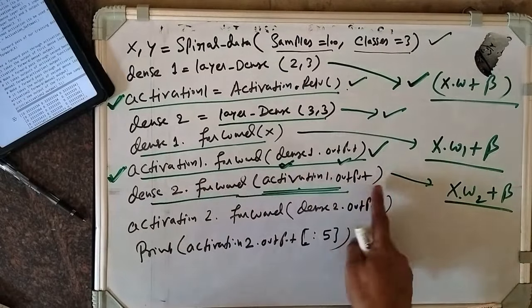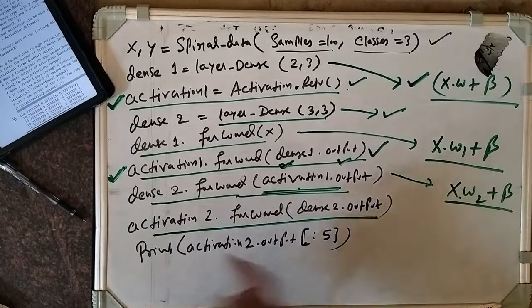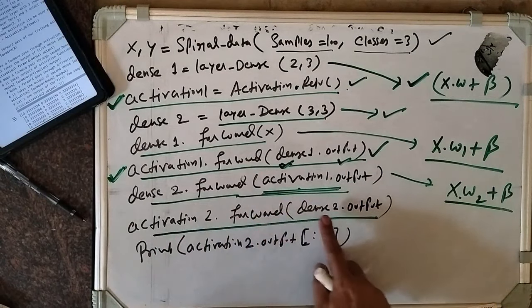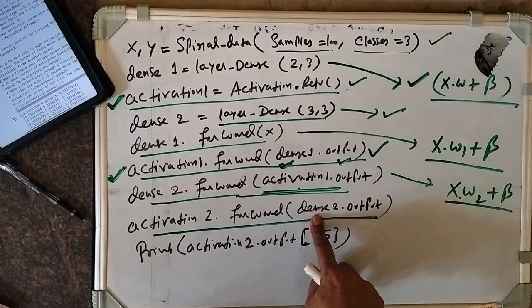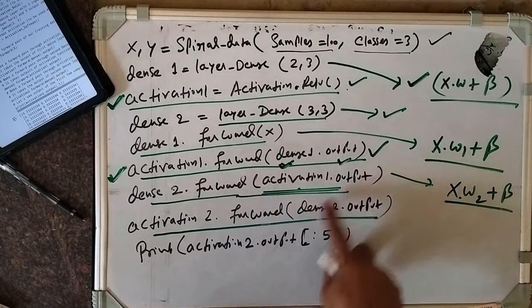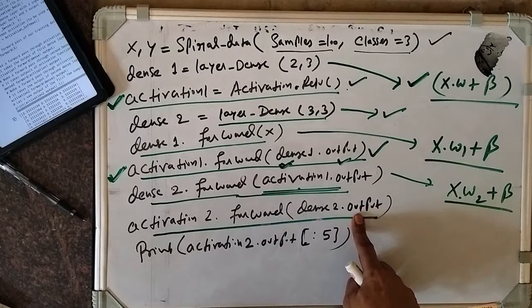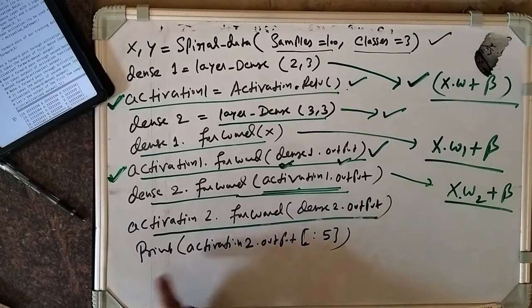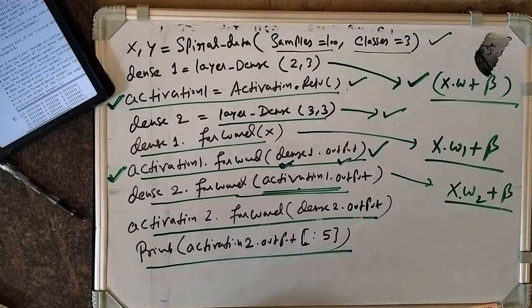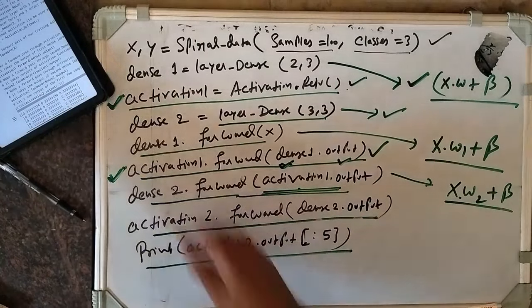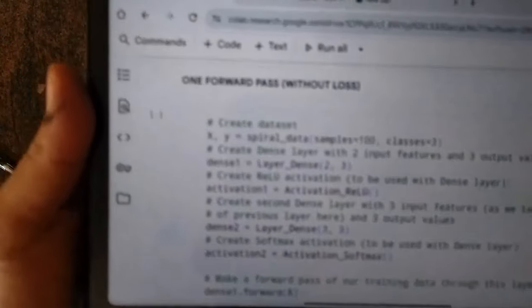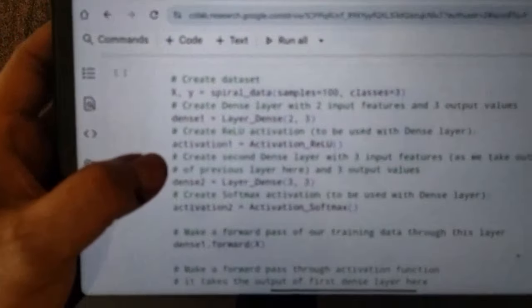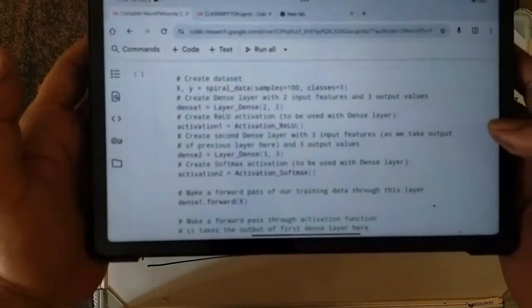Again after applying this, I will use my activation function. Activation 2 dot forward I am using on the output from dense 2. The output I am applying to the second activation function, and at last I am printing the first 5 outputs. If you see, we have written everything clearly. We will also send the code, starting with the first line, the spiral dataset. It is visual, see.